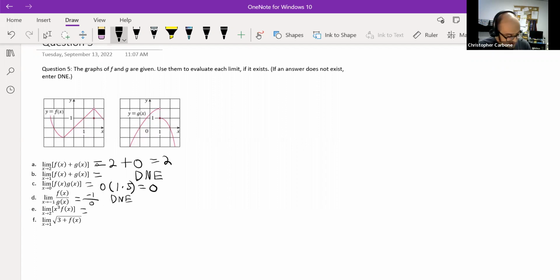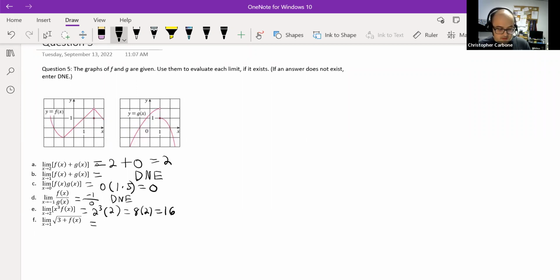For the limit as x approaches 2 of x cubed times f of x. So 2 cubed times, for the value at 2, as we had before, that value of 2 is the number 2. This would be 2 cubed times 2. So in our case, 8 times 2, or 16.